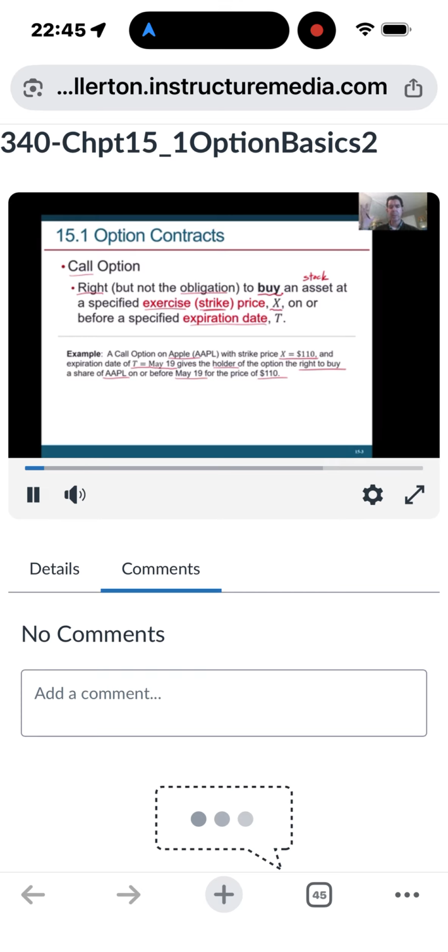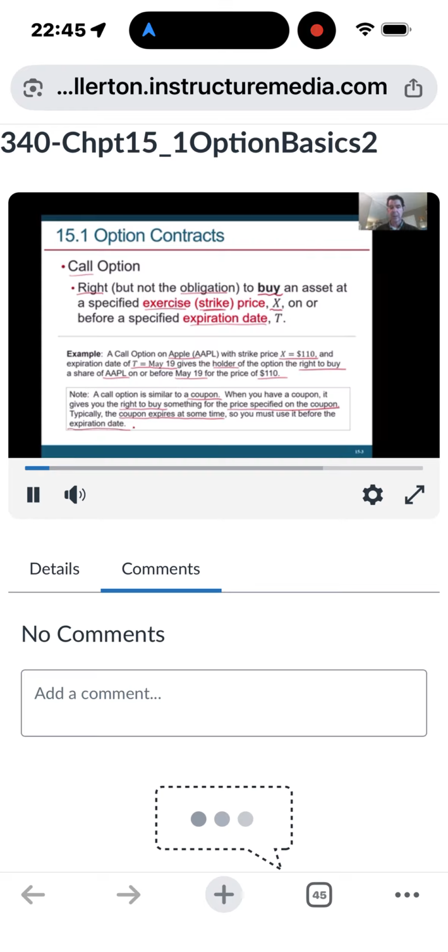Okay, if this sounds a little bit confusing initially, like call option, it's this option to buy at a strike price before an expiration date, let me give you a nice analogy that I think will help you think about an option, especially if you're new to this. And that is, a call option is similar to a coupon. When you have a coupon, it gives you the right to buy something for the price specified on the coupon. That is like the what? The strike price, or the exercise price. Typically, the coupon expires at some time. You must use it before the expiration date. And that is just like our expiration date on an option.